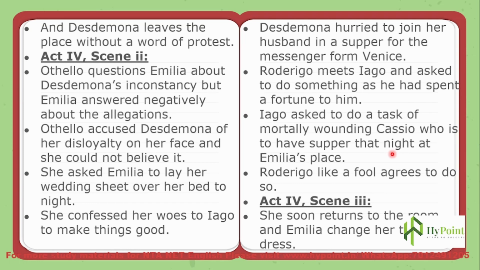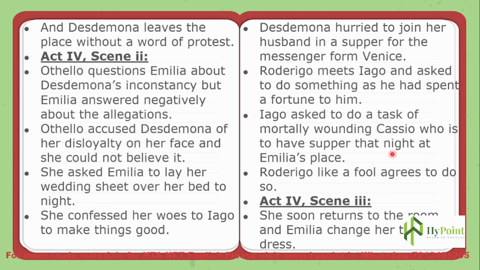And Iago gives a final task. So he soothes Rodrigo too. He says, if you do only this final task, everything will be alright. You only have to mortally wound Cassio, who is having supper that night at Emilia's place. And Rodrigo, like a fool, agrees to do so. So he is actually making everyone a fool.